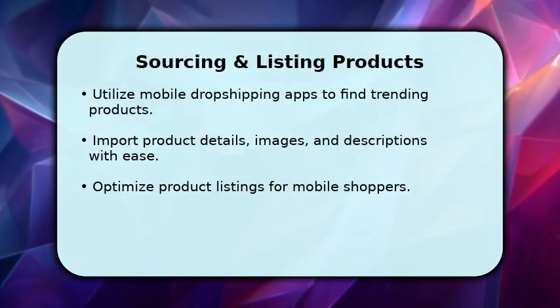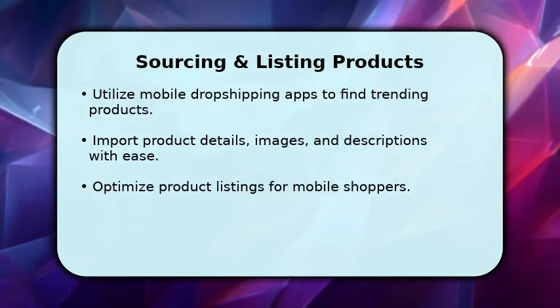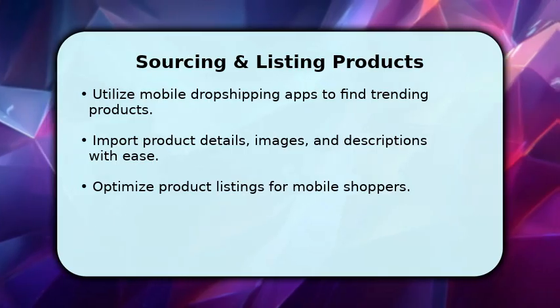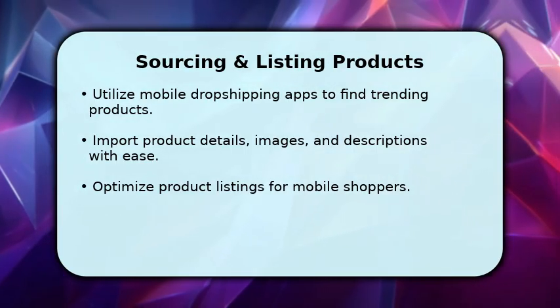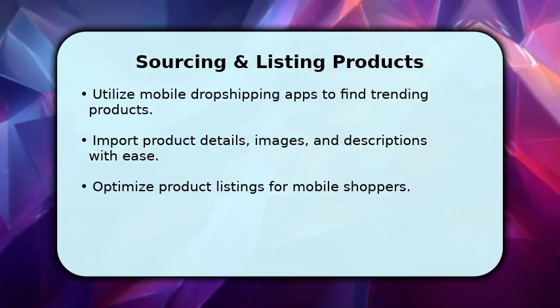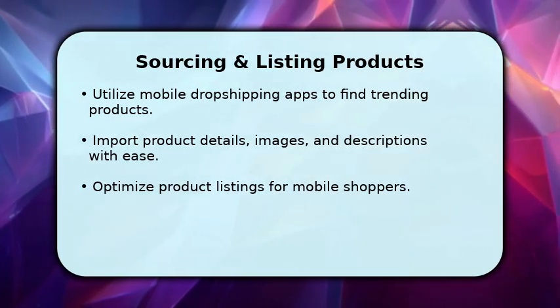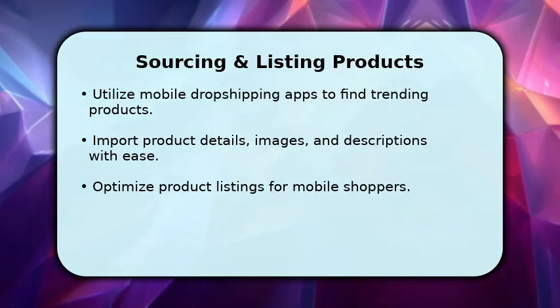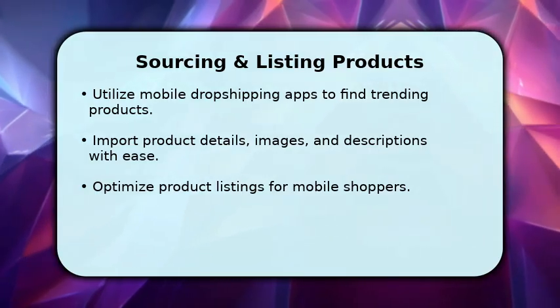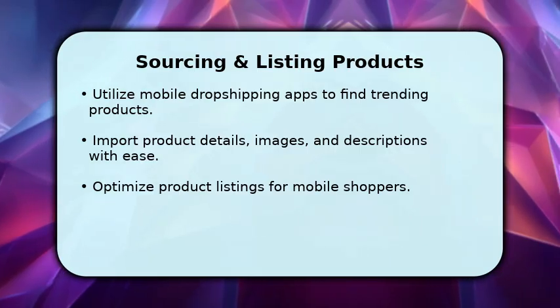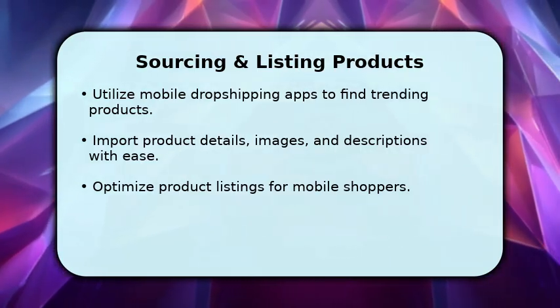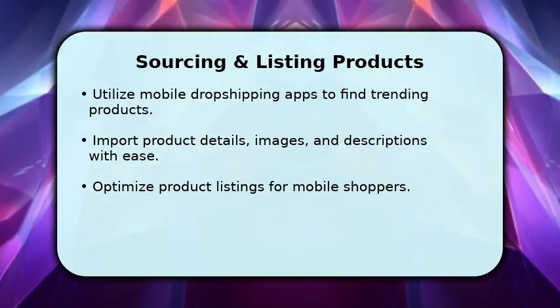Finding products is simple with mobile dropshipping apps like DSers or Spocket, which integrate directly with Shopify. Browse thousands of products, filter by category, and import them to your store in just a few taps. Ensure your product descriptions are compelling and your images are high quality. Remember, mobile users often make quick decisions, so clear and concise listings are key to converting visitors into customers.